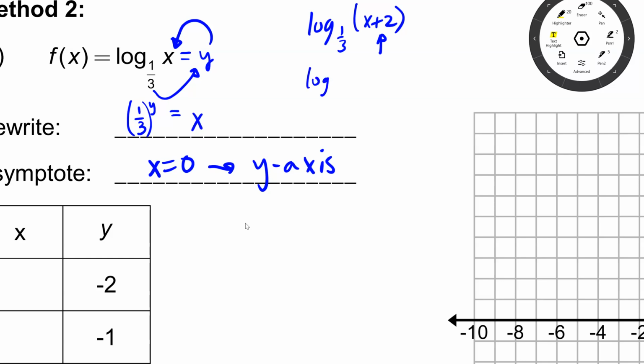What if I have log base 1/3 of x and then plus 2? This shifts everything up by 2. For the second one, the asymptote would still be at x equals 0. With a log, you just shift the whole graph up or down. You're not moving it horizontally. But if it wasn't a log problem, then it would be y equals 2.